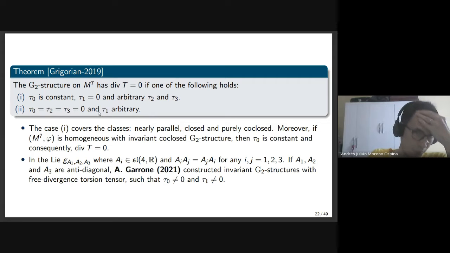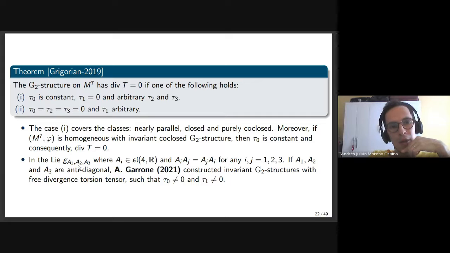And there are some examples, for example, in this kind of Lie algebras, parameterized by this kind of matrices. A former student of Jorge Lauret in Cordoba, in fact, constructed some invariant G2 structures with divergence-free torsion tensor. And in fact, those new examples are different from the classes that Grigorian showed in his theorem. So this kind of manifolds with G2 structures are new examples of divergence free G2 structures.